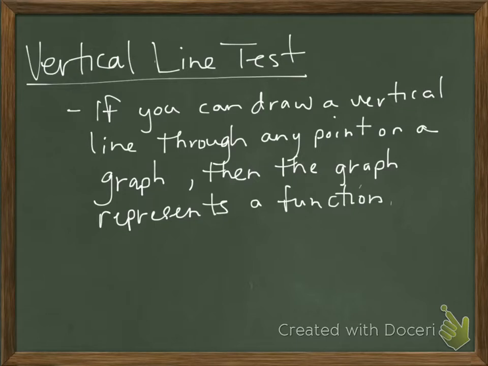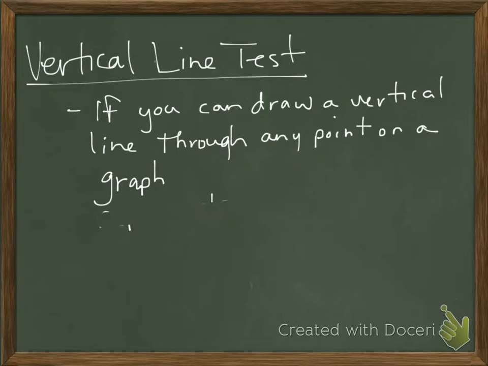Okay, so vertical line test. If you can draw a vertical line through any point on a graph, hang on, let me correct that. If you can draw a vertical line through any point on a graph, and it only hits the graph one time, okay? So that's what it should say. So again, I apologize. I left out some stuff there. My brain was working faster than my pen was writing, okay?